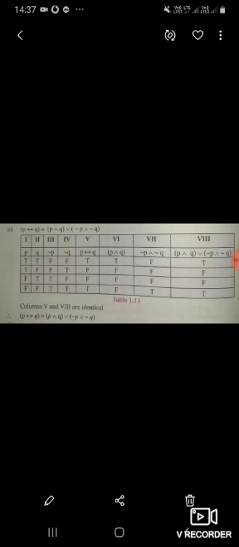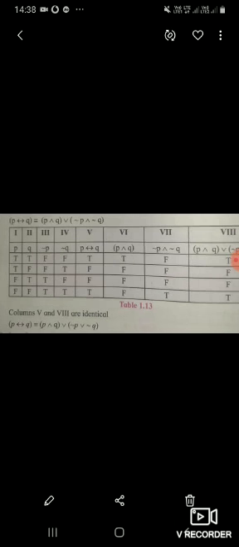So left hand side and right hand side, we are seeing the fifth column and column number 8. Both are identical columns. Same. First value true, then false, then true. So both are identical. That's why it is equivalent. These two, left hand side is equal to right hand side.